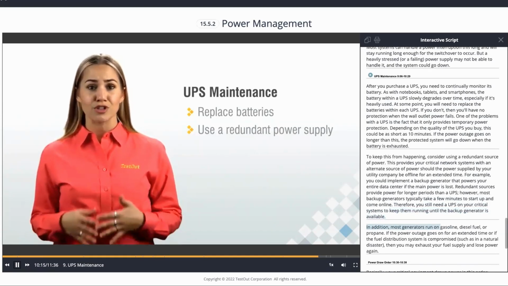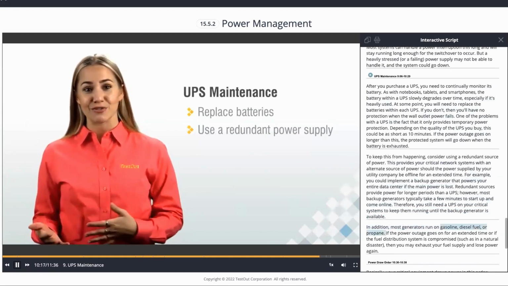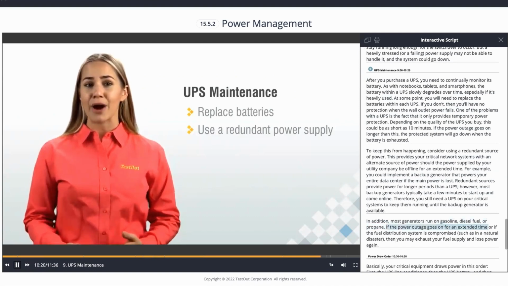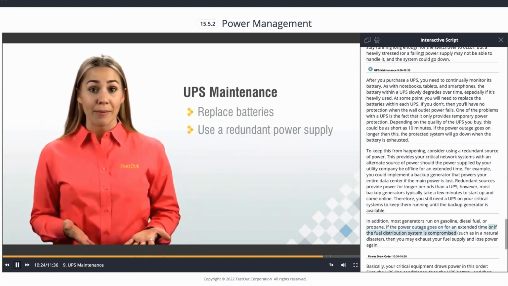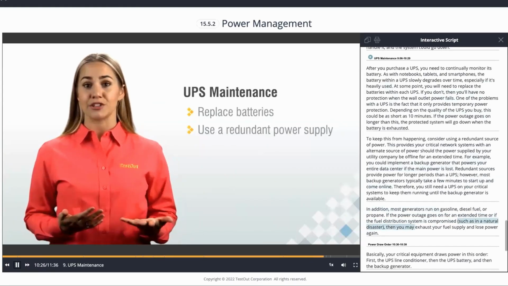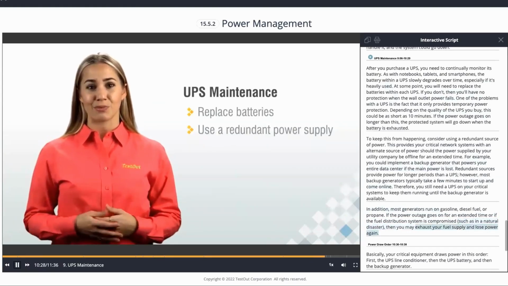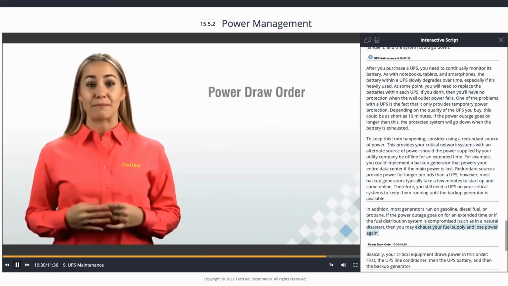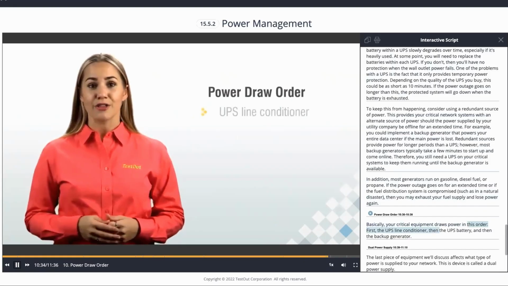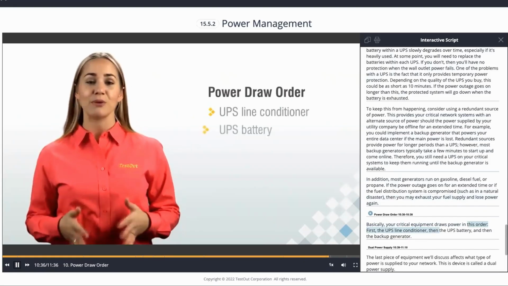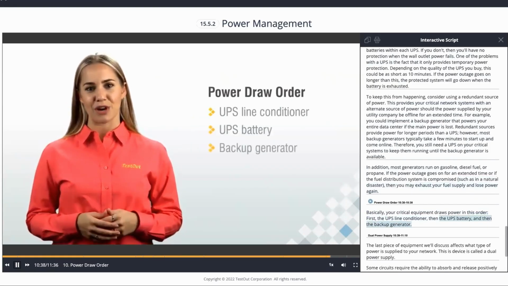In addition, most generators run on gasoline, diesel fuel, or propane. If the power outage goes on for an extended time, or if the fuel distribution system is compromised, such as in a natural disaster, then you may exhaust your fuel supply and lose power again. Basically, your critical equipment draws power in this order. First, the UPS line conditioner, then the UPS battery, and then the backup generator.